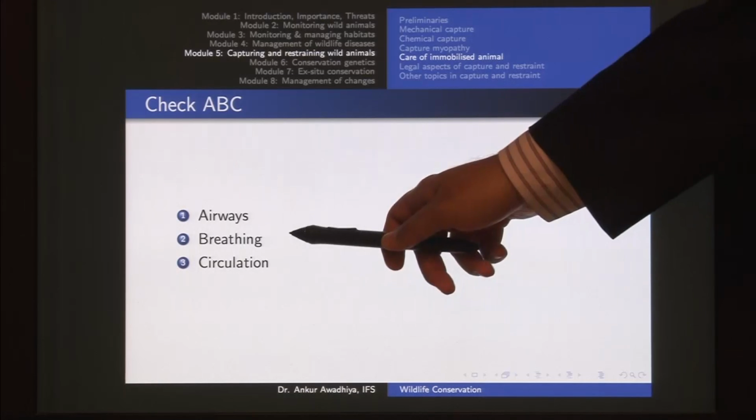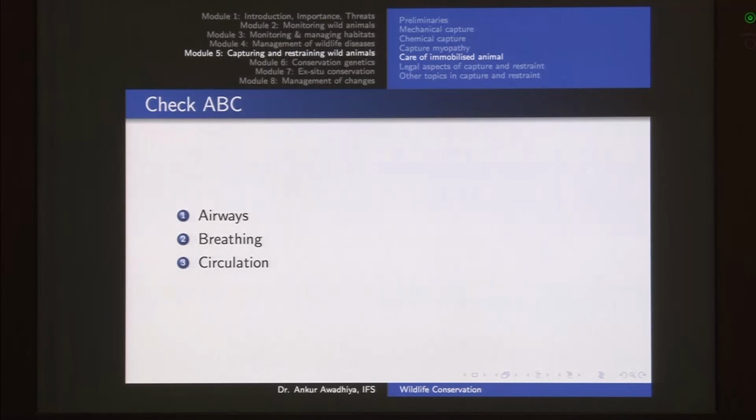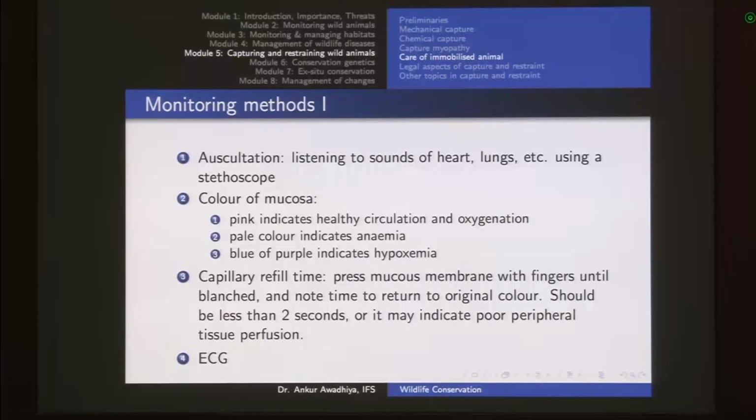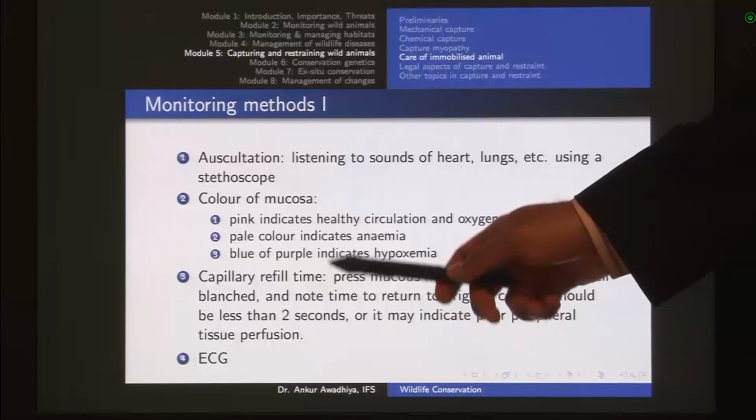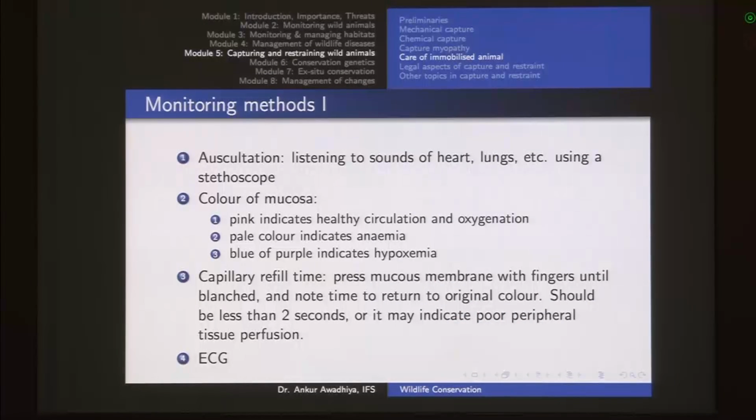Next is breathing. So the animal should be breathing properly, so you can put your fingers in front of its nose to see whether the animal is breathing properly, or you could go with a stethoscope. And next is circulation. So whether the heart is pumping the blood properly, whether the blood is getting oxygenated or not. So in the case of circulation, there are two important things. One is the color of the mucosa. It should be pink or reddish in color, if it becomes pale, then it means that the animal has anemia. If it becomes blue, then it means that the blood is not getting oxygenated.